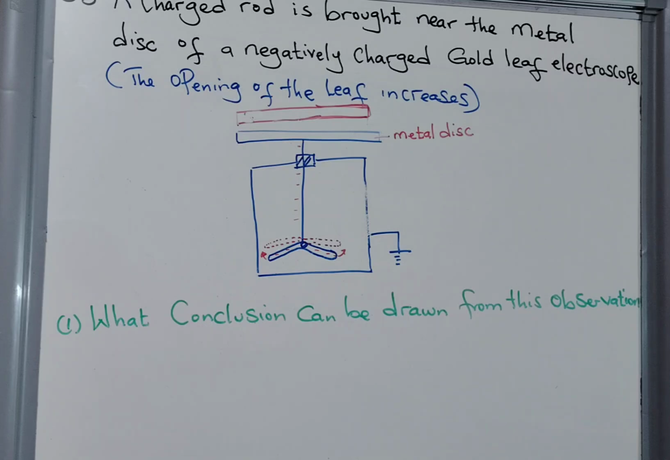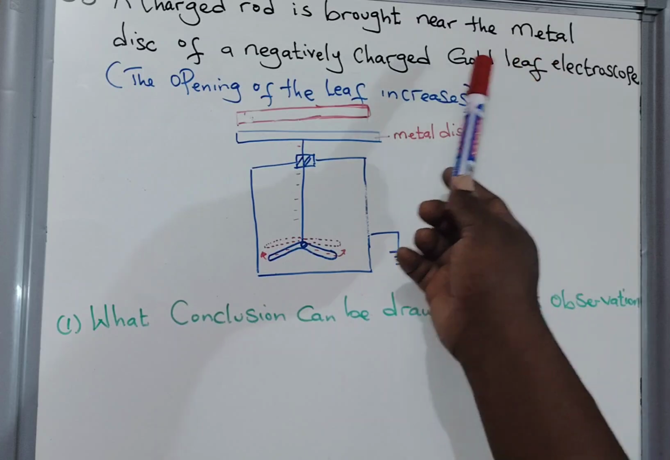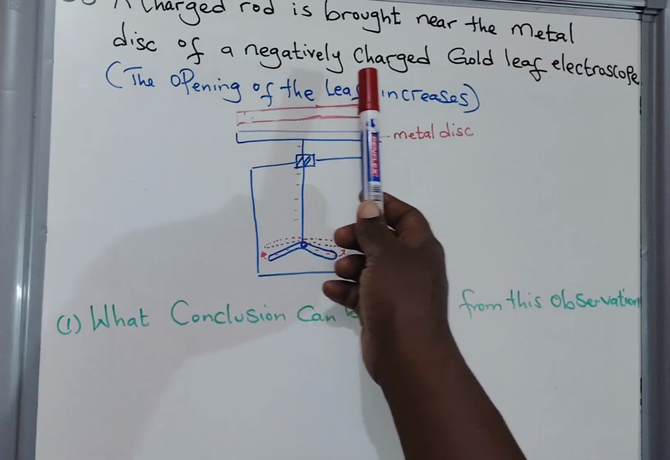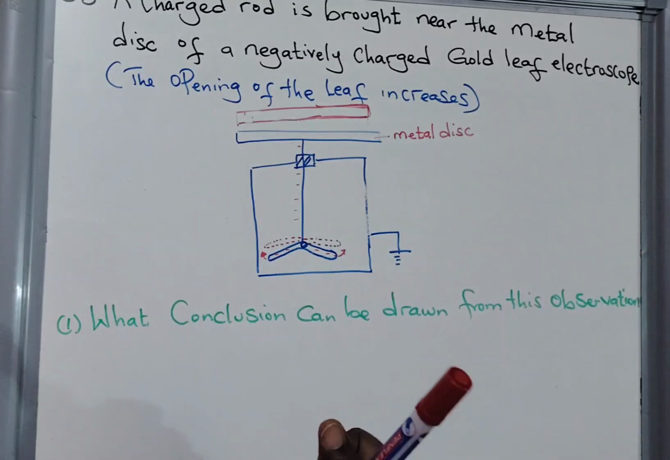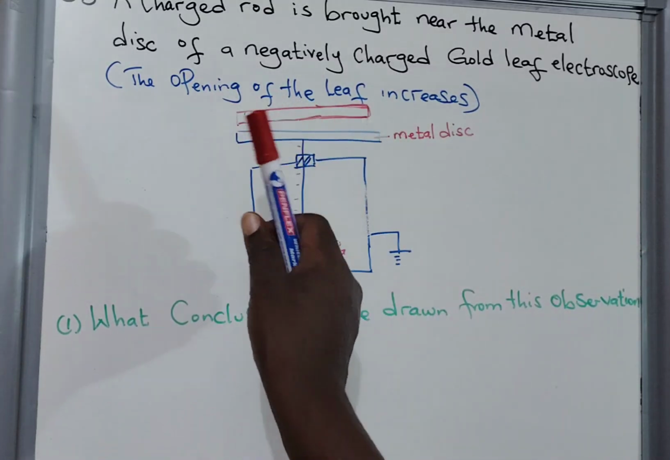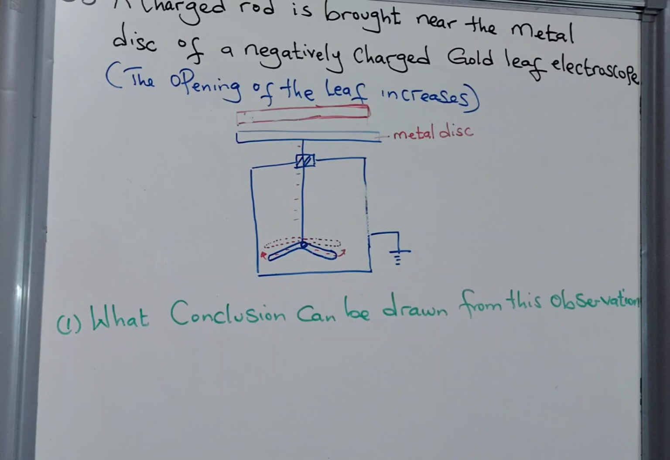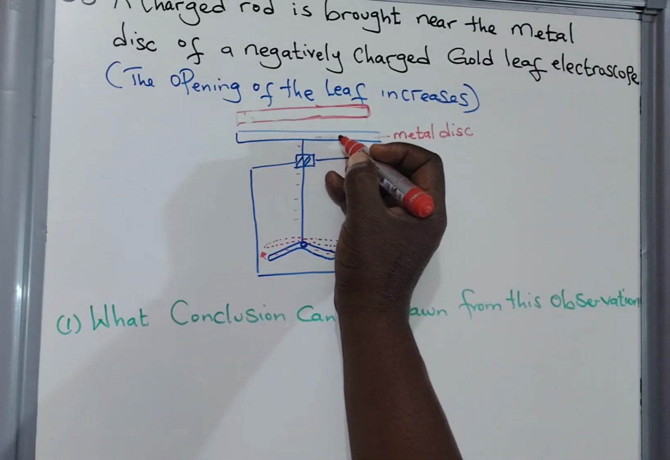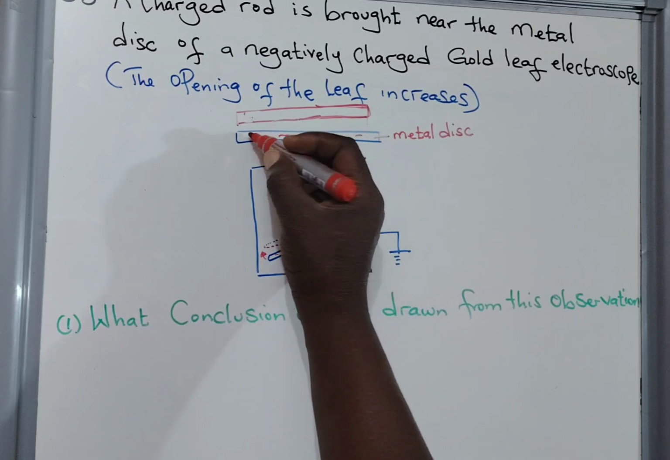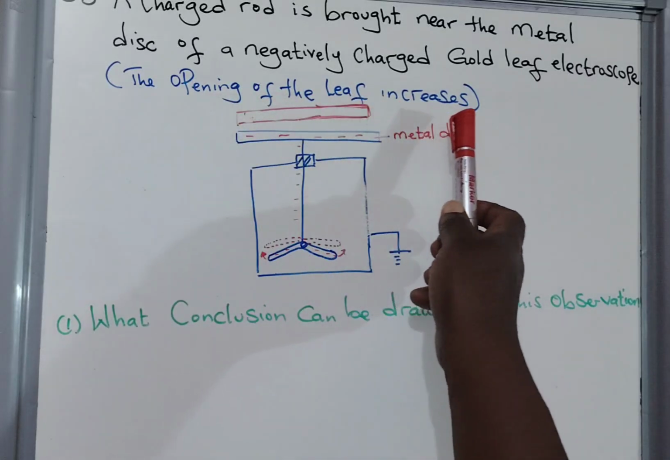Yes, today we are looking at this question. It says that a charged rod is brought near the metal disc of a negatively charged gold leaf electroscope. Okay, so this is the rod, it is charged, and we bring it near this metal disc. What we need to know is that the gold leaf is negatively charged. So this is the observation: the opening of the leaf increases.